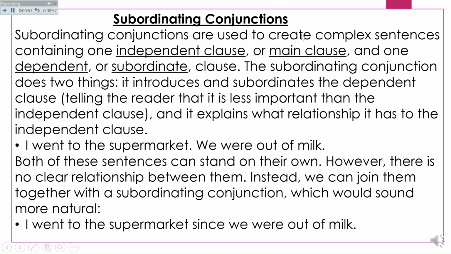What subordinated conjunctions are, guys? Subordinated conjunctions are used to create complex sentences. That's what you need to remember. Where subordinators are used, they are called complex sentences, containing one independent clause or main clause and one dependent or subordinate clause. The subordinated conjunction does two things. It introduces and subordinates, meaning controls, the dependent clause, telling the reader that it is less important than the independent clause, and explains what relation it has to the independent clause.